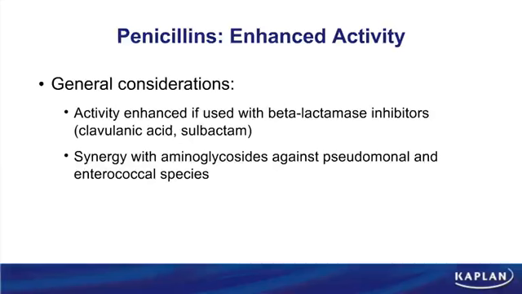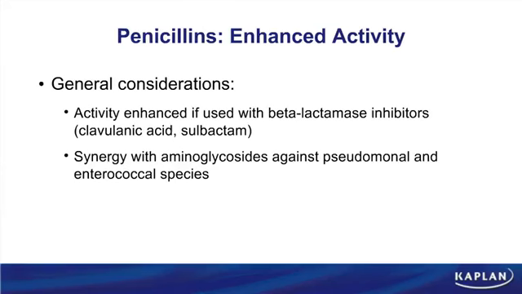Some general properties of penicillins include that you can get enhanced activity if you combine them with beta-lactamase inhibitors like clavulanic acid or sulbactam. And if you think about why you would combine, let's say, a drug like amoxicillin with clavulanic acid, you would do that because you suspect that you're dealing with an organism that's producing beta-lactamase. Clavulanic acid would inhibit that enzyme and allow amoxicillin to kill the bacteria.